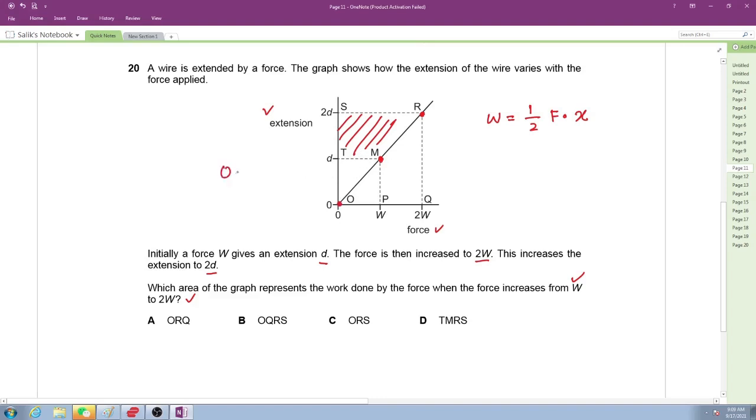OMT is the work done for W, and the work done for 2W is from 0, that one is ORS. So the work done from W to 2W is the change, and that one is PMRS. Or if this one is not given to us, we can also say PMRQ, but this value is not given to us. Otherwise, this work and this work are the same.